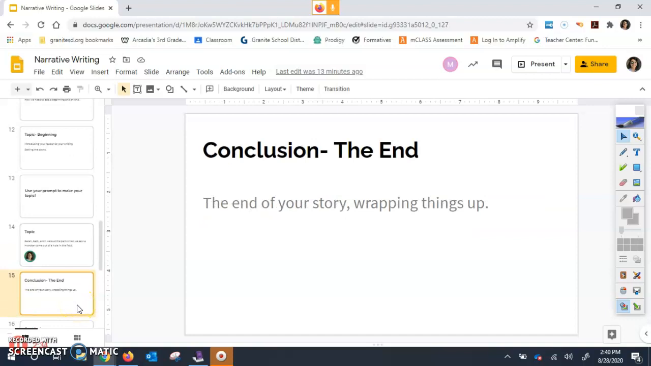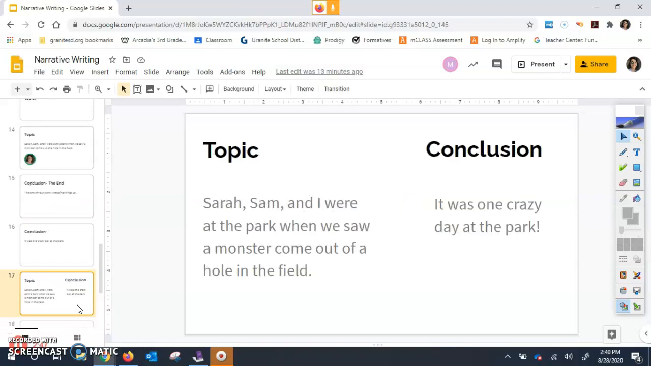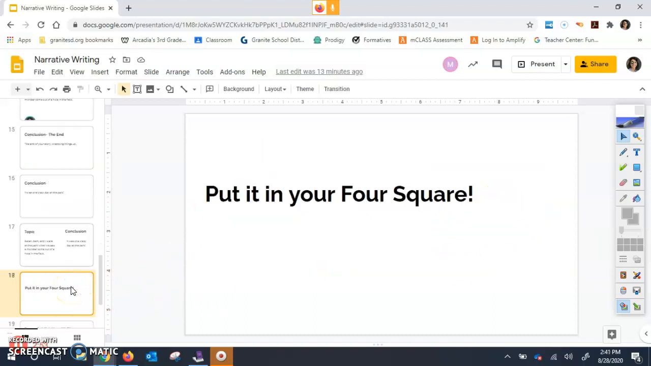Now we have our conclusion, or the end of our story. We're wrapping things up, and this is the conclusion that I came up with for our story: it was one crazy day at the park. So I have my topic, or my beginning, and now I have my conclusion, and I'm ready to go organize and put it in my Foursquare.